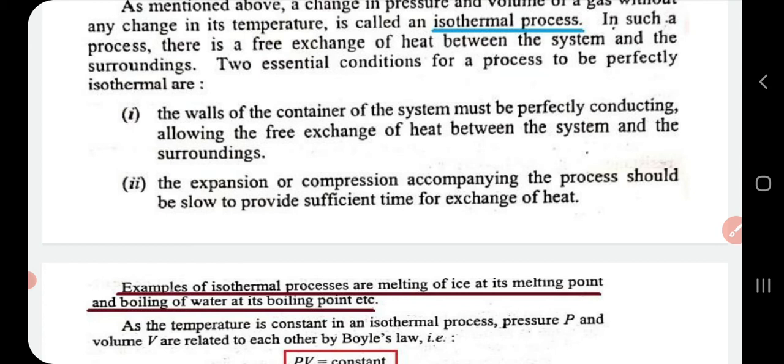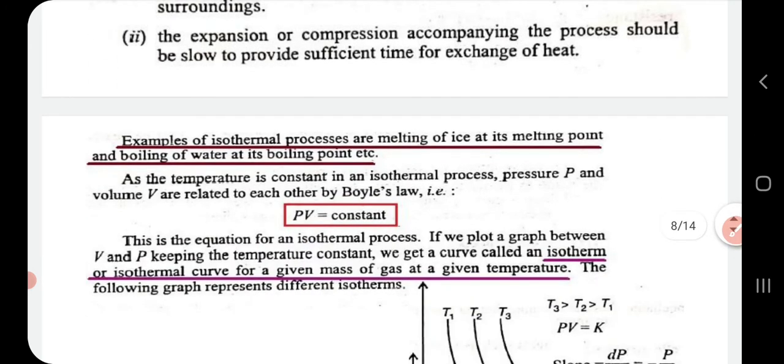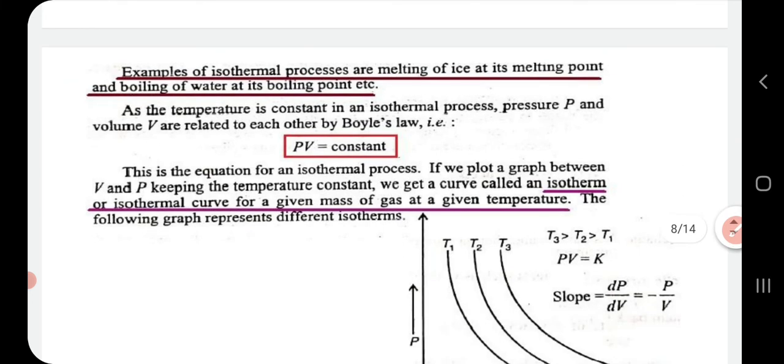Next, the expansion or compression accompanying the process should be slow so as to provide sufficient time for heat exchange. Examples are melting of ice at its melting point and boiling of water at its boiling point. Now, since temperature is constant in an isothermal process, pressure and volume are related by Boyle's law, that is PV equal to constant. So that is the equation for an isothermal process.